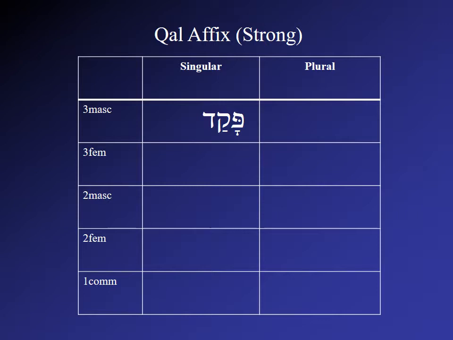So you've learned this form before. It has a blank ending, pakad, third masculine singular affix. He visited. Here's the third feminine. You see our ah affix there. The qamets under the dalet is added, and then the he. So pakdah, pakdah, she visited.